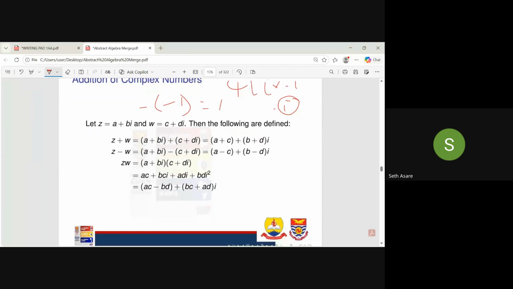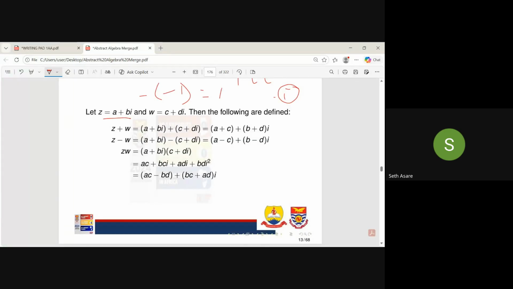All right. Now, we have 2 complex numbers and we are adding them. We have said that when we are adding, I will add the real part to the real part and the imaginary part to the imaginary part. So to add Z to W, we add the real part, A plus C, then the imaginary part, B plus D, with an I. When we are subtracting, it's the same. We subtract the real part, and we also subtract the imaginary part.